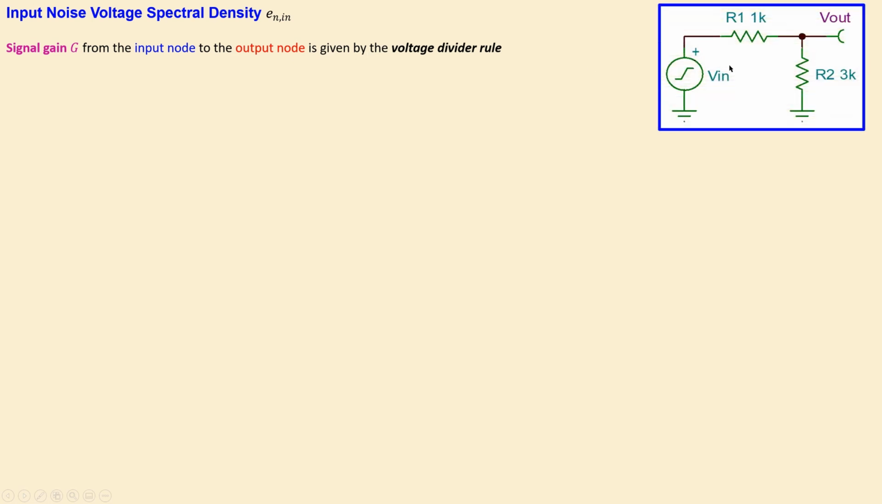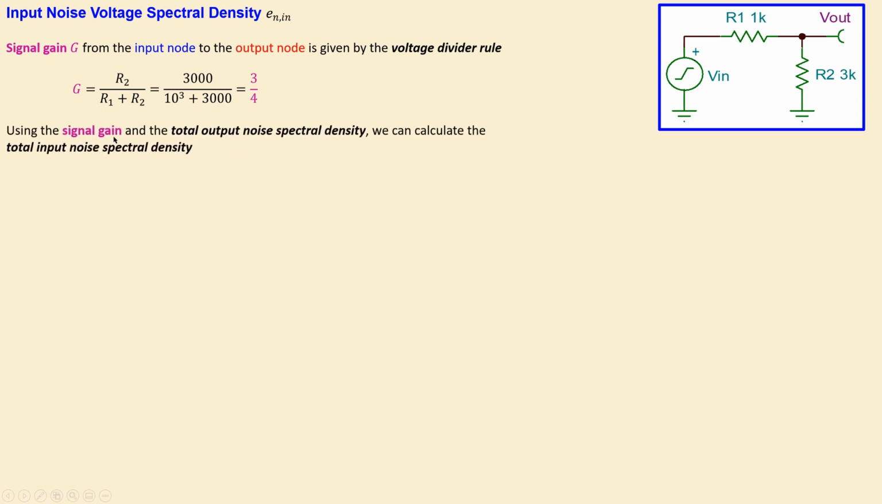Okay, let's move on and also look at the input noise voltage spectral density, which is given by this E sub n. For the total, we will use a signal gain from the input node to the output node, and that is given by the voltage divider rule, because we know which circuit is used. The signal gain is what we have at the output divided by what we have at the input, calculated using the voltage divider rule, which is just R2 over R1 plus R2, 3000 over 4000. Just do the math here and you will get 3 over 4, 0.75.